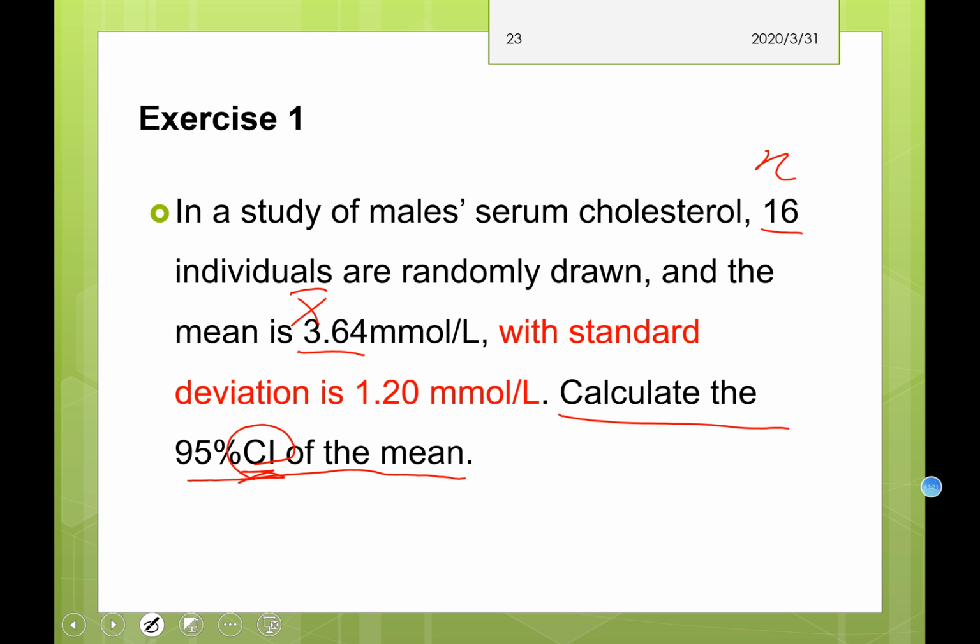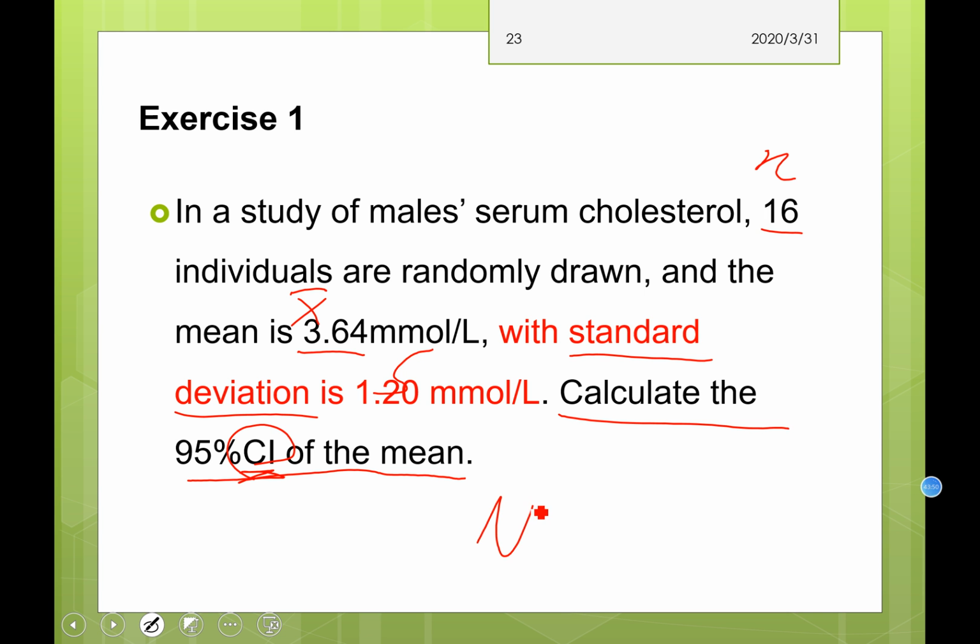Yes, this is S. This is not sigma, right? Because we find that this is the standard deviation for 16 individuals. So that is not sigma, because sigma is the standard deviation for the population, for all of the people. So this is S. Okay, so do you remember the formula of confidence interval based on t-test?